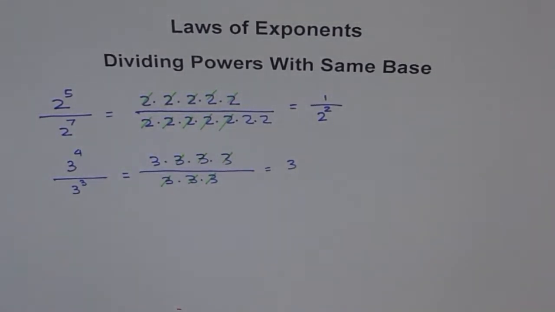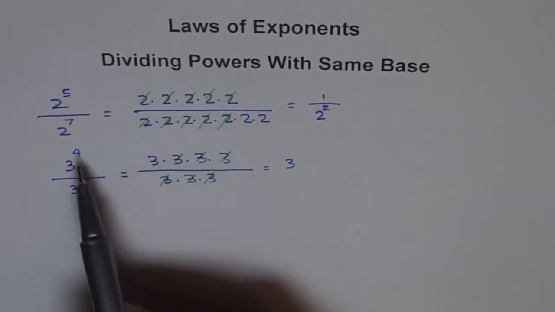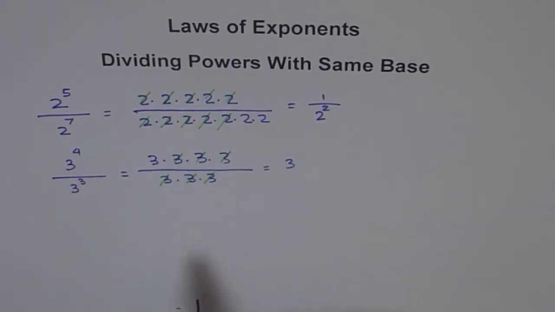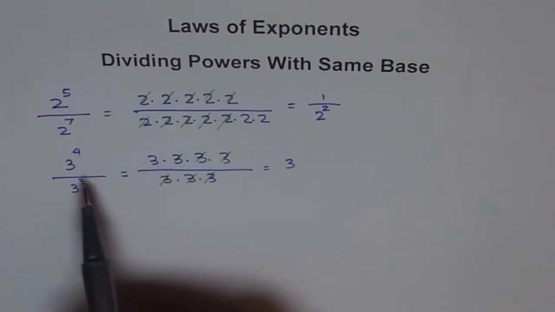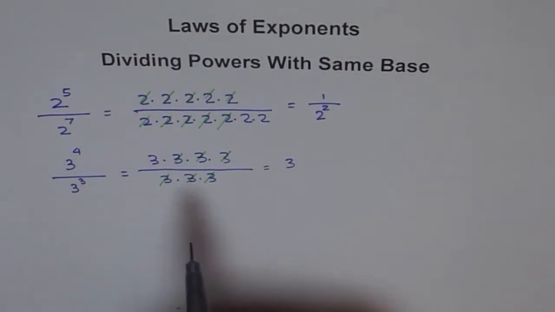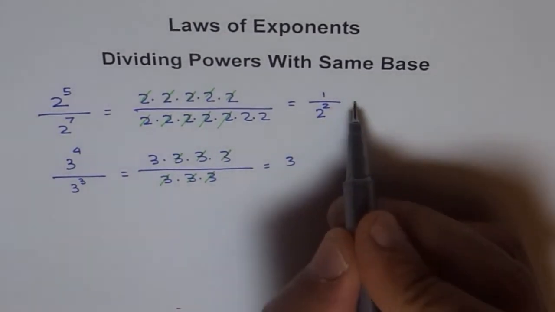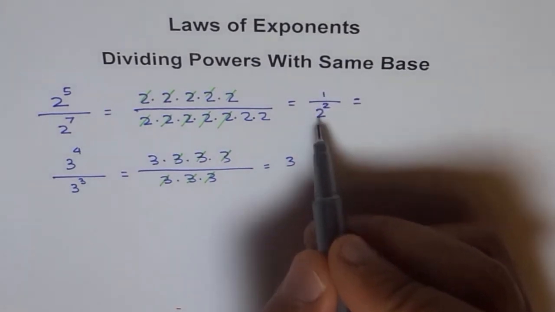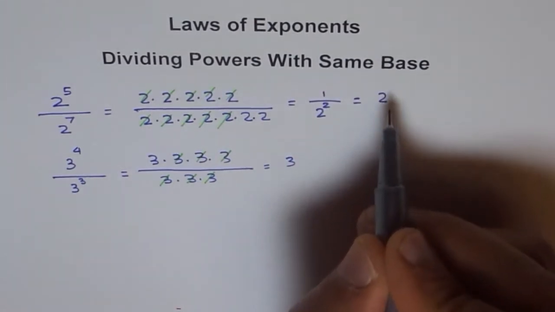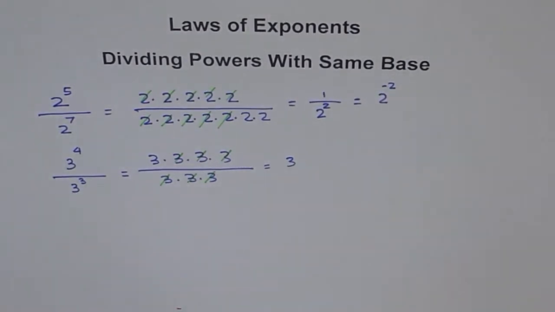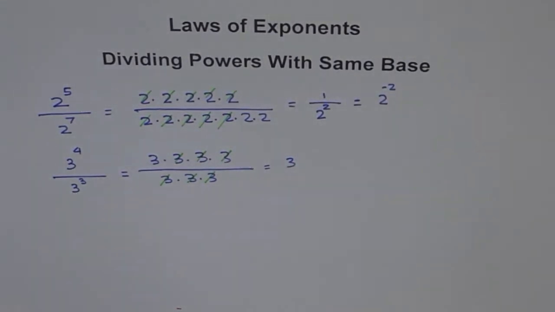Okay, so what do you observe? We observe that the power actually decreases when we divide, right? From 4 divided by 3, it is 1, and it's related to 4 minus 3. And we'll do negative exponents soon, and you'll realize that 1 over 2 to the power of 2 is actually written as 2 to the power of minus 2.